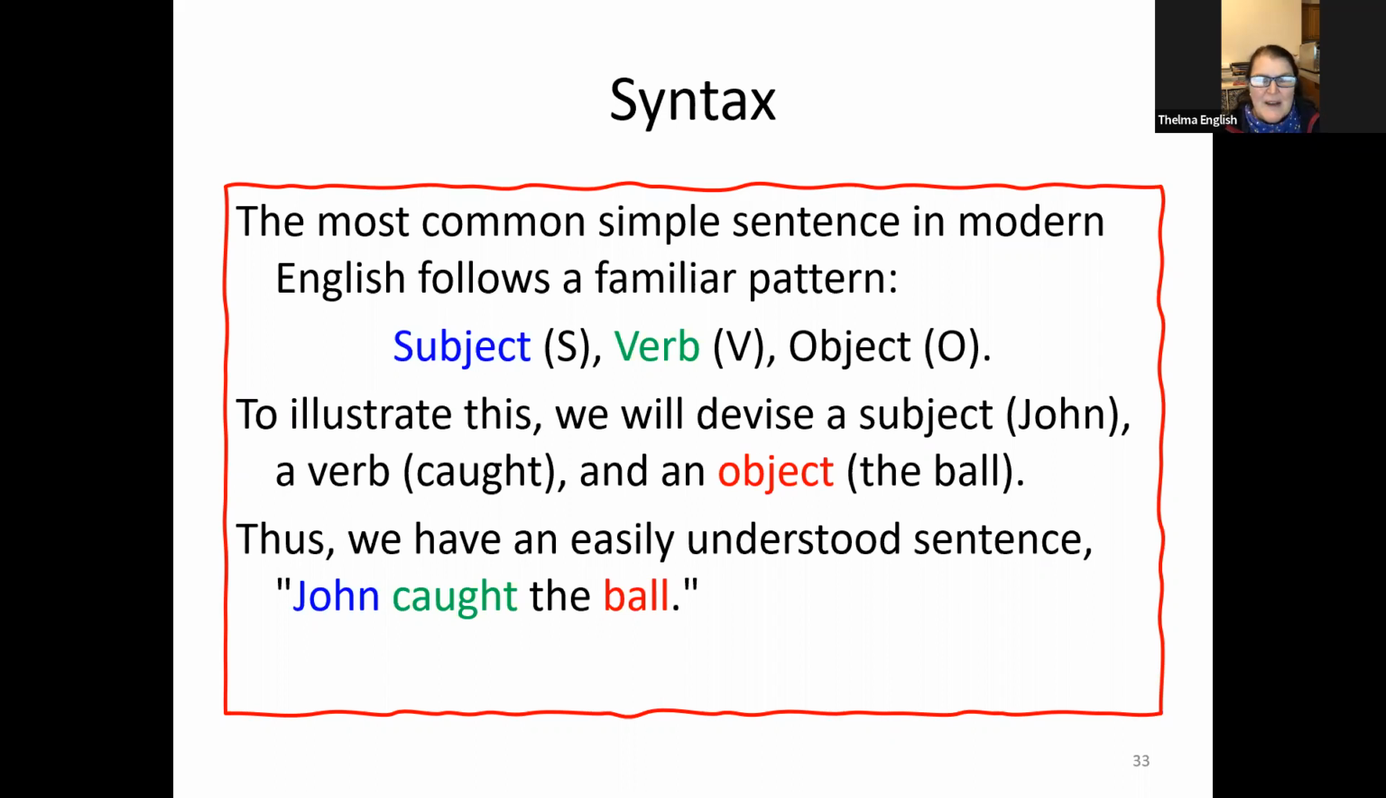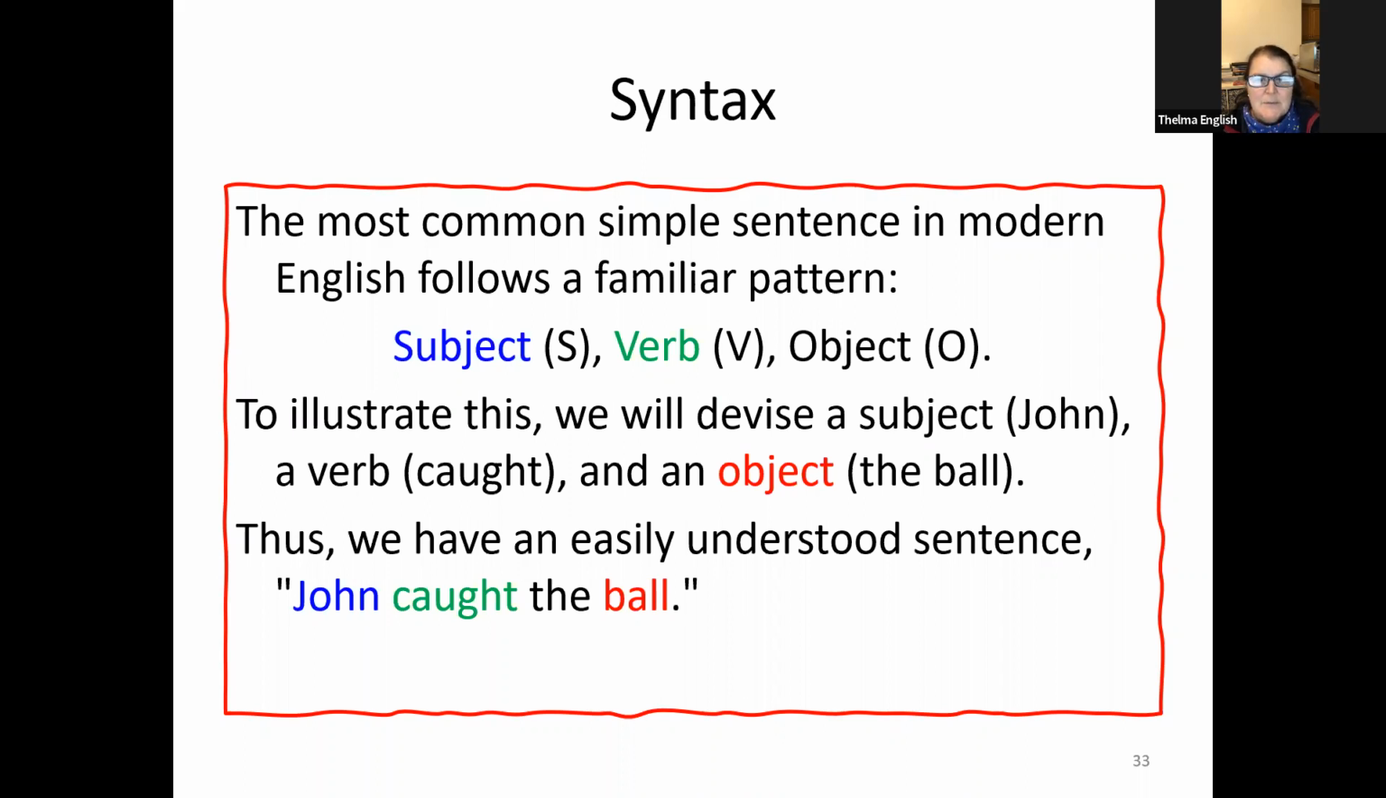Syntax, this is word order. The most common simple sentence in modern English follows a familiar pattern. You know this, you just don't say it like this. We have subject, verb, object. To illustrate this, we'll devise a subject. Our subject is John, and we'll come up with a verb, he caught. Object, ball.